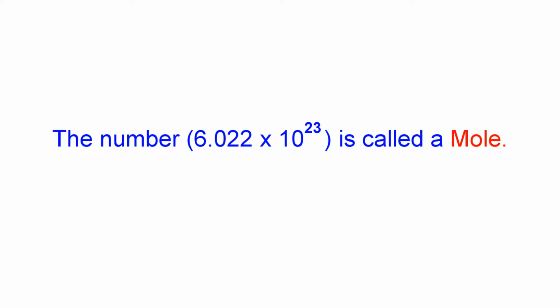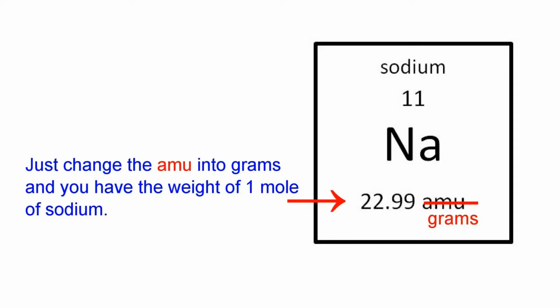In video 1 of this series, we learned that the word mole was the name of a number, a very specific number, 6.022 times 10 to the 23rd power. In video 2 of this series, we learned how easy it is to determine the weight of 1 mole of atoms of any element. Simply go to the periodic table, look up the element and its AMU number, and then change the units to grams. 1 mole of sodium atoms weighs 22.99 grams.